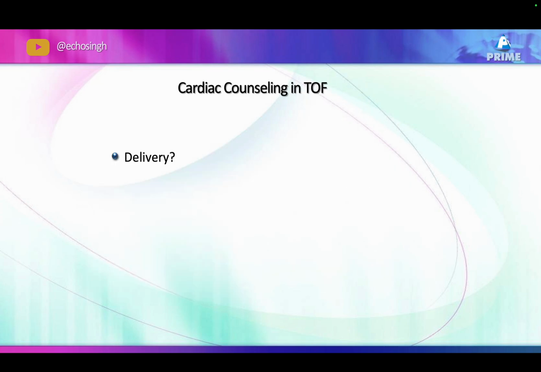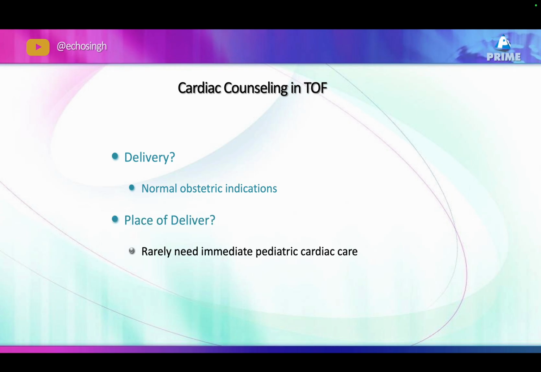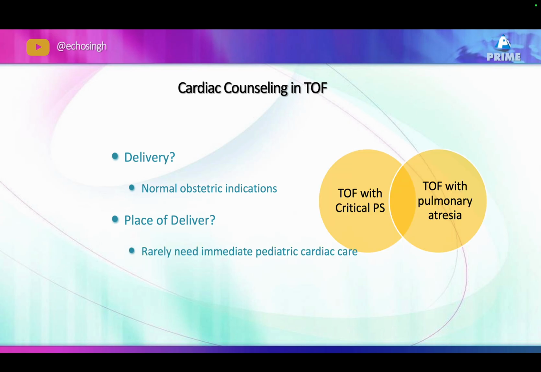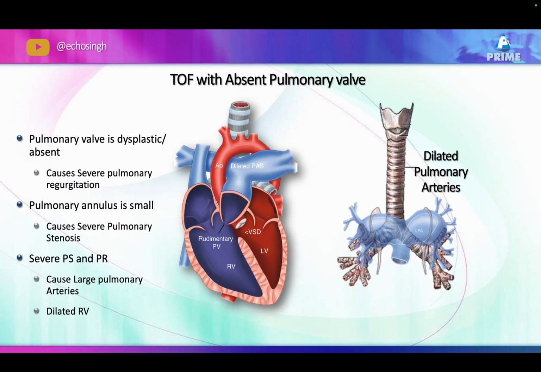So, cardiac counseling based on the data we have: for delivery, normal obstetric indications apply, and the place of delivery can be anywhere, but in cases where you have a requirement of urgent pediatric care, delivery should be done in a tertiary care unit. What are the situations? That is critical pulmonary stenosis, or pulmonary atresia and duct-dependent circulation, where the child might crash in the first few hours of birth.